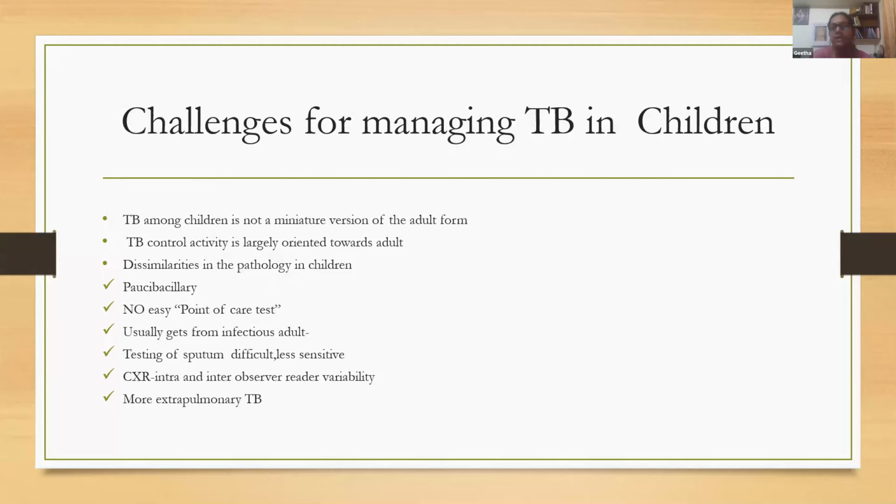Why? Because the adult population is the population who have got a large number of bacilli in their lungs, and they can spread the disease, whereas children are paucibacillary. And apart from a few children in adolescence, children usually do not spread the disease. So the tuberculosis control activity, which was historically very much adult oriented, has to change to include the pediatric population also.